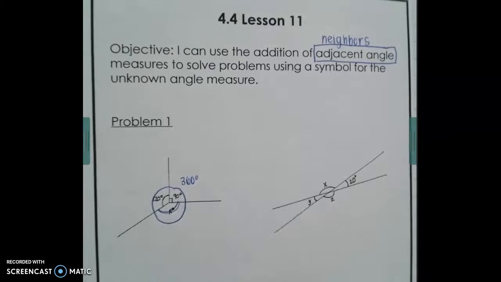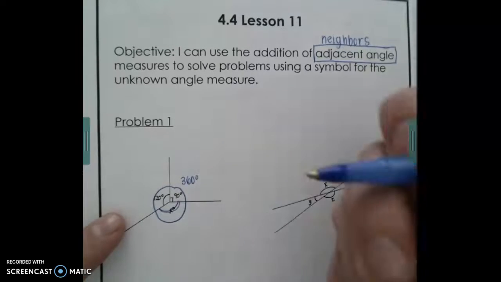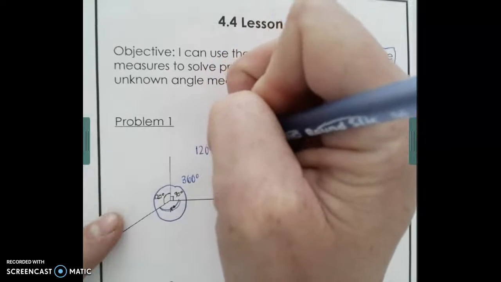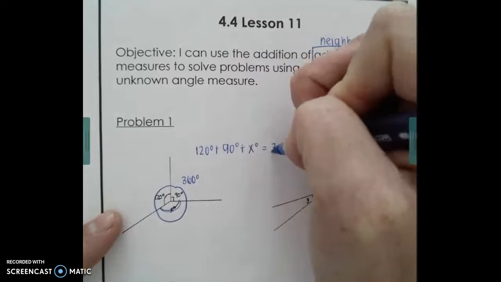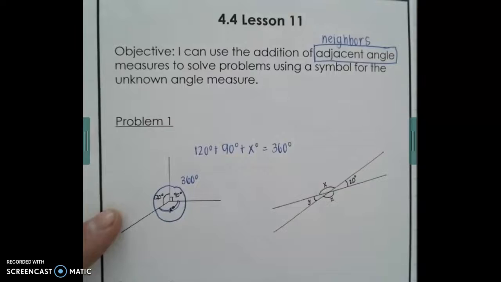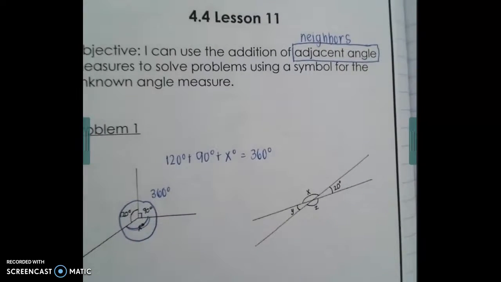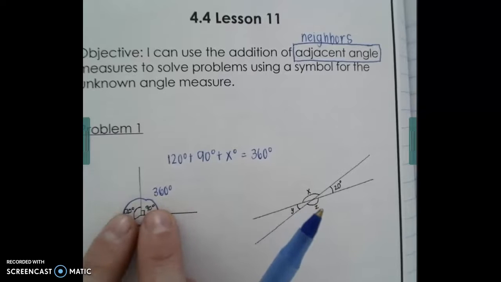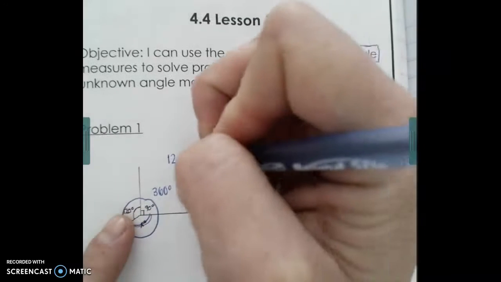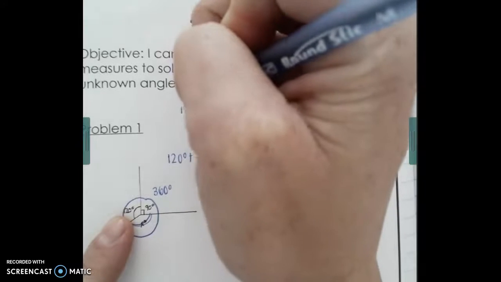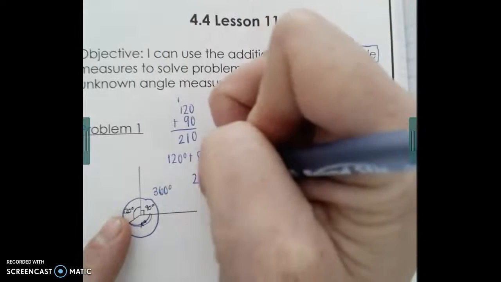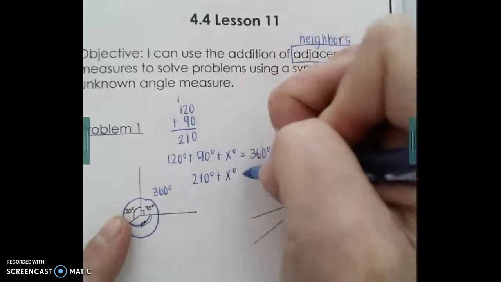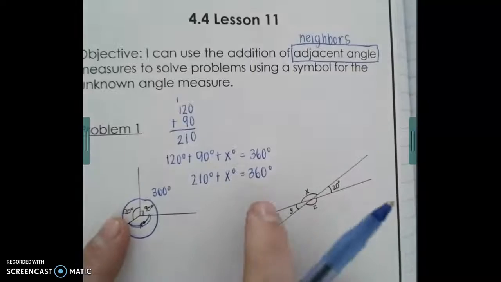So if I'm going to write this as a problem, I'm going to be doing 120 degrees plus 90 degrees plus x, right? That x degrees is going to get me 360 degrees. So when I look at this, the first thing I want to do is just figure out what these two are together. I like to add those up. So if I do 120 plus 90, and I can stack them, I know that I have 0, 9 plus 2 is 11, carry the 1, and I get 210 degrees. So that's what I have to work with to make my 360.